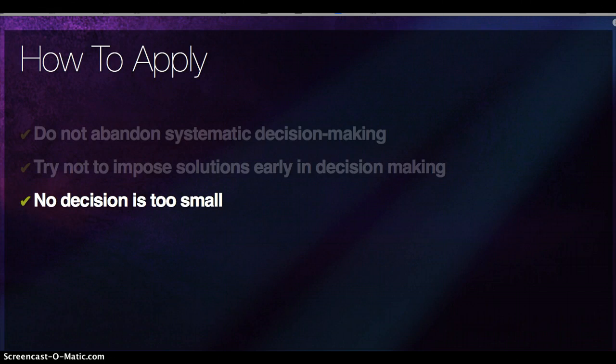Again, they look at a variety of decisions within this 400 sample. Some are smaller decisions and some are very big decisions, such as acquisitions. And it seems that the data holds steady across all the different scales of decisions as well. So use systematic decision-making whenever possible.